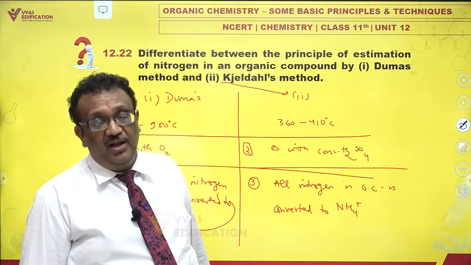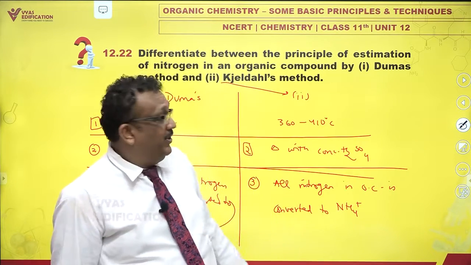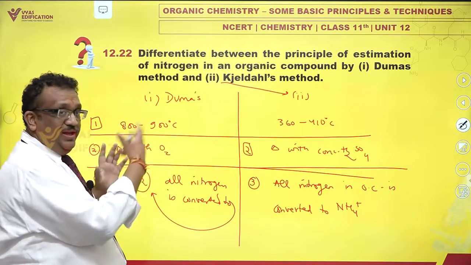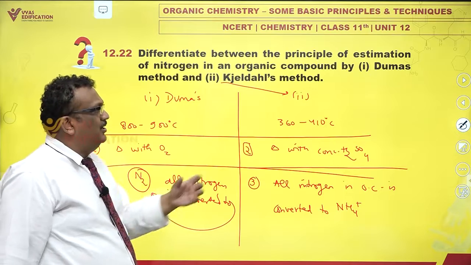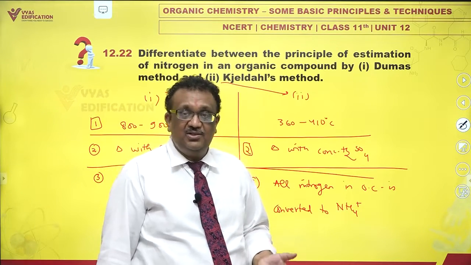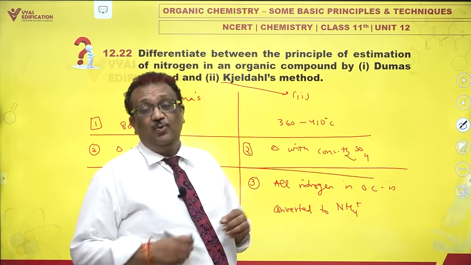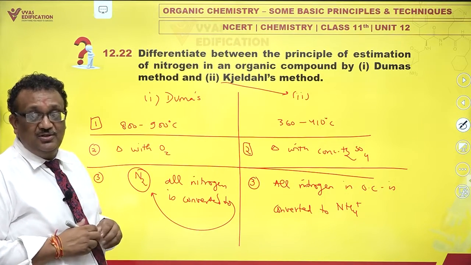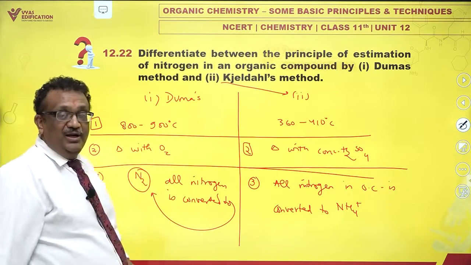Kjeldahl's method takes roughly an hour or so. So it's a longer method, but again it is supposed to be safe, because in the Dumas method a lot of fire is involved since you are burning it. Kjeldahl's is safer, nothing drastic as such. But Kjeldahl's method uses poisonous catalysts, which is bad. The Dumas method does not involve any poisonous catalyst. So in that sense, yes, there is a significant difference.